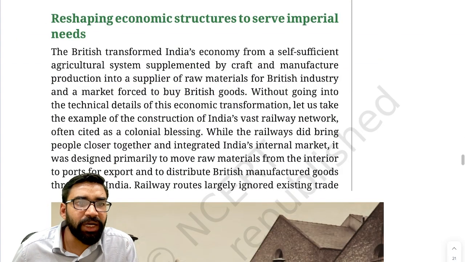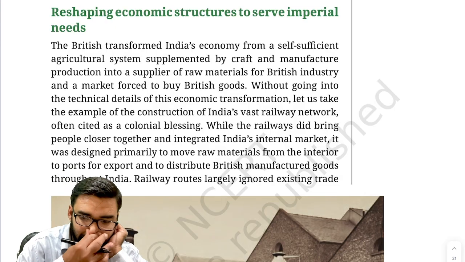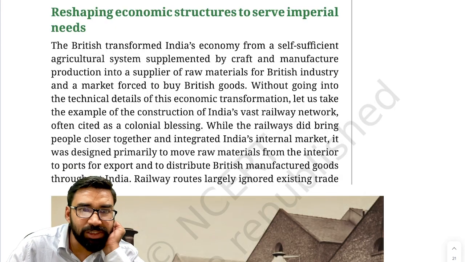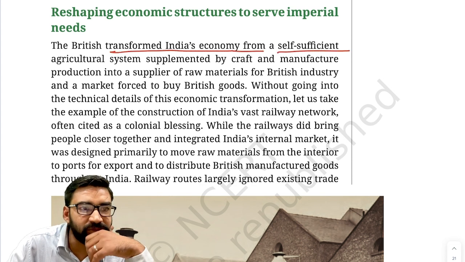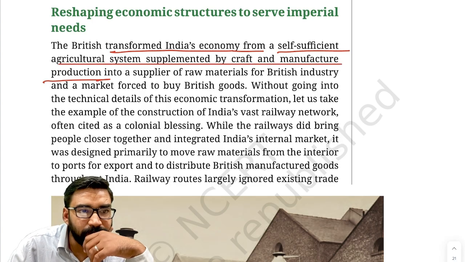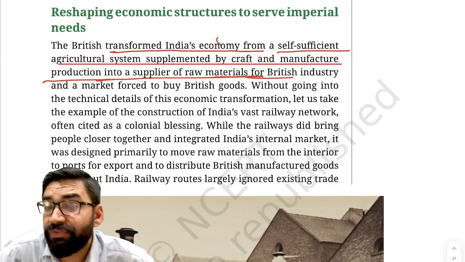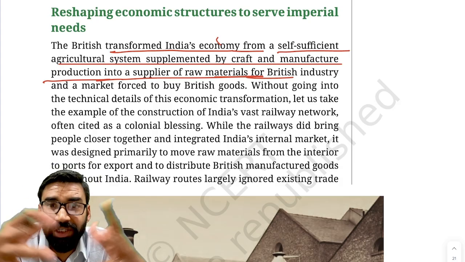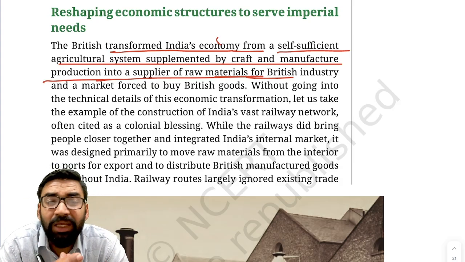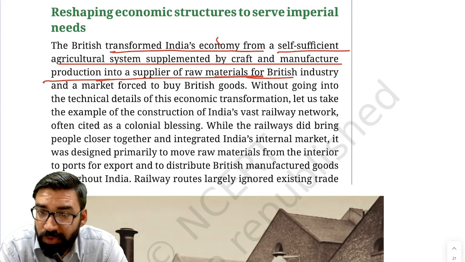Now we need to understand reshaping economic structures to serve imperial needs. Clear? So this is basically a transformation of the Indian economy from a self-sufficient agricultural system and craft and manufacture production into a supplier of raw material. India, which was a manufacturing center and self-sufficient in agriculture, now just became the supplier of raw material for British industries because the Industrial Revolution was going on in England.